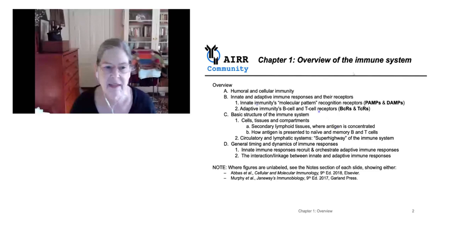In giving an overview of the immune system, this is how I've broken it down to introduce you to what humoral versus cellular immunity is, and innate versus adaptive immune responses, the physical structure of the immune system, including the cells, tissues, and compartments, and also the circulatory system and how that connects everything. And then finally, something about the timing and dynamics of immune responses.